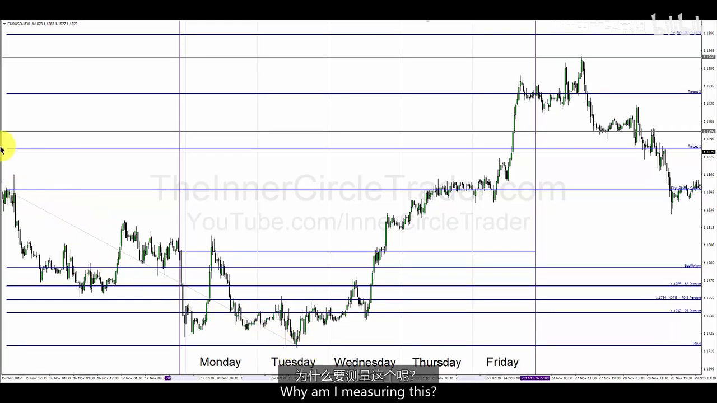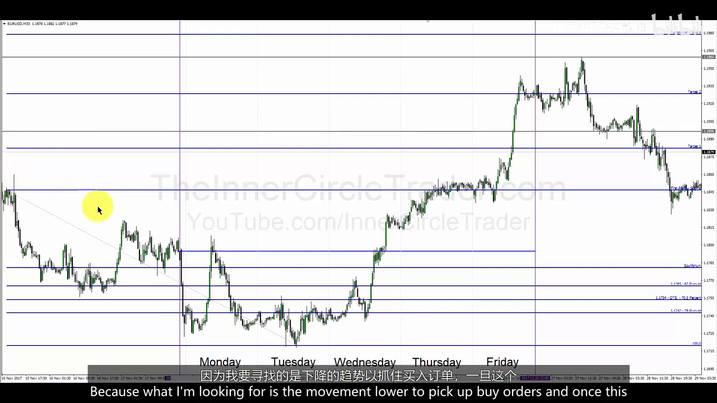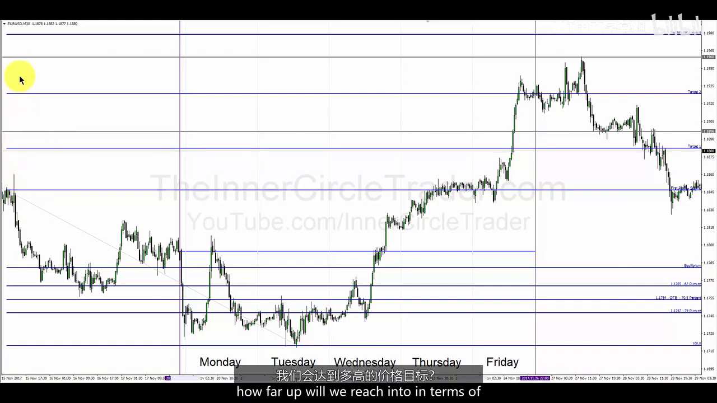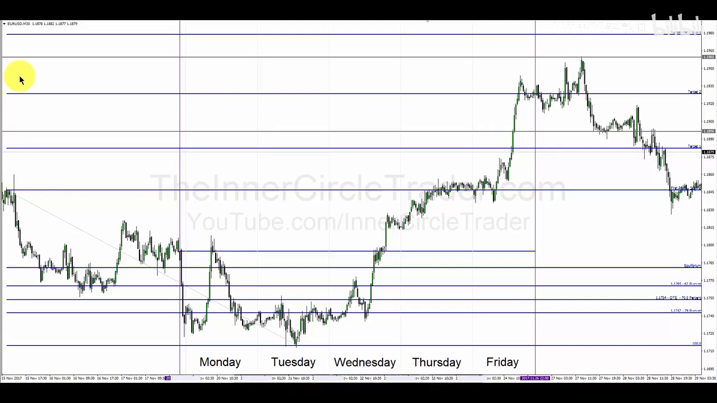Why am I measuring this? Because what I'm looking for is the movement lower to pick up buy orders, and then once this high is taken out, how far up will we reach in terms of price objectives? Okay, and then I start looking for overlaps. We're kind of close with this target 2 to this one, but not that close.